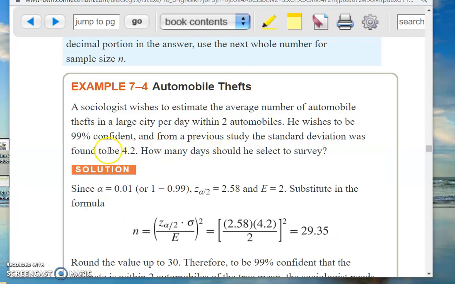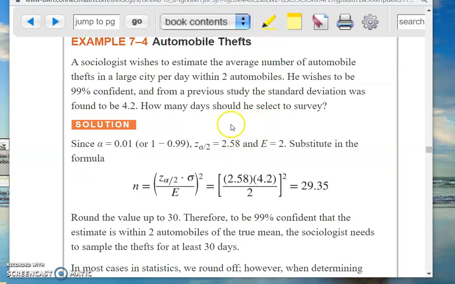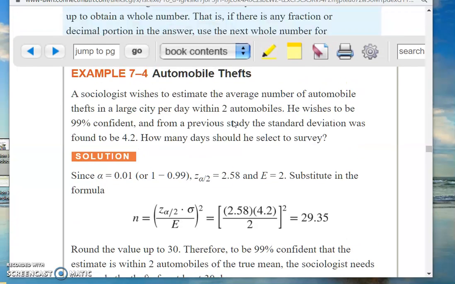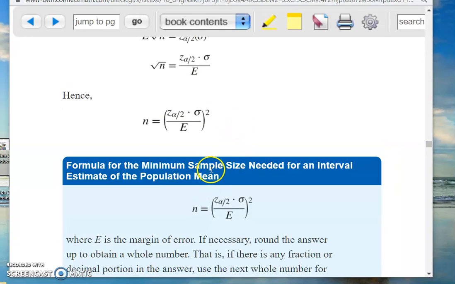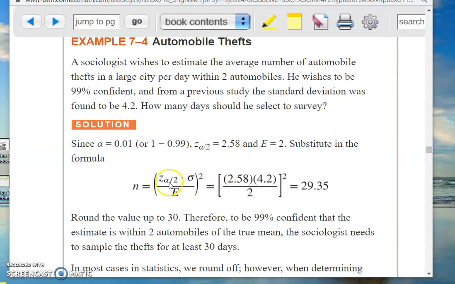Okay, so he wants to be 99% confident. That 99% confidence is going to dictate what this z sub alpha over 2 is. z sub alpha over 2 has to be 2.58. In some previous study that was done, the standard deviation was found to be 4.2. So in order to find out what the minimum sample size is to get this interval estimate, what does he have to do? n has to be at least, now you plug everything in, and you come up with 29.35. So you round it up to 30.